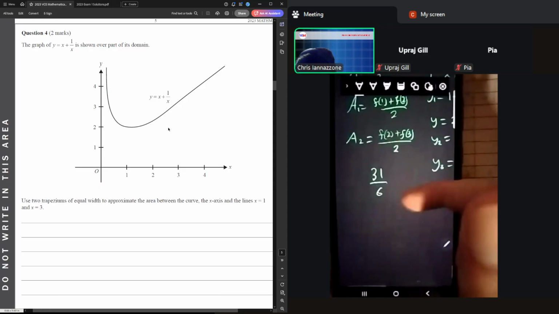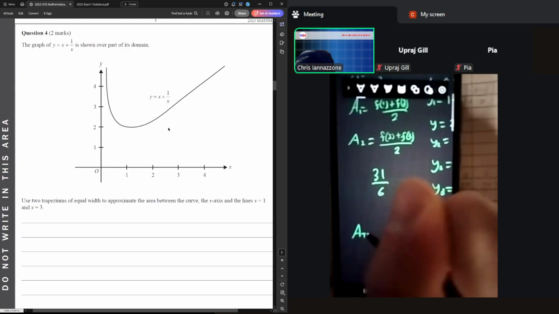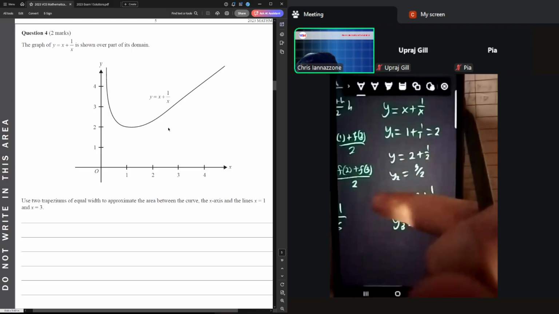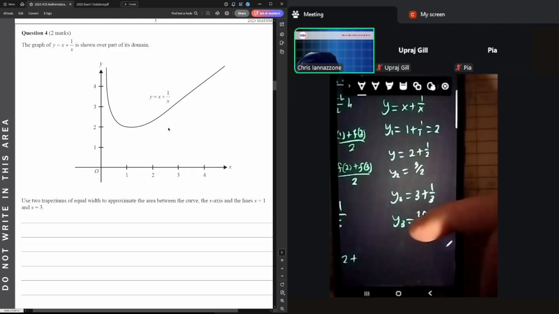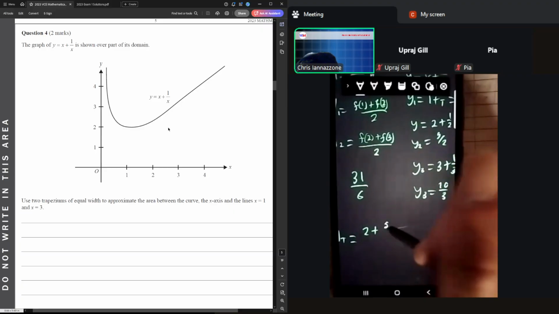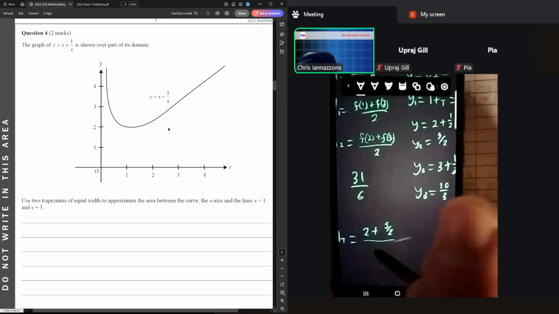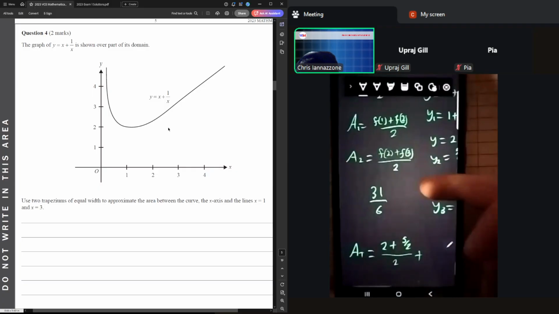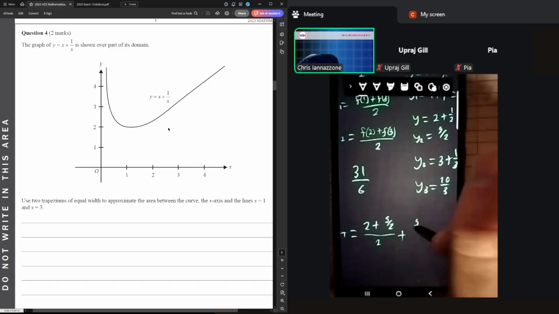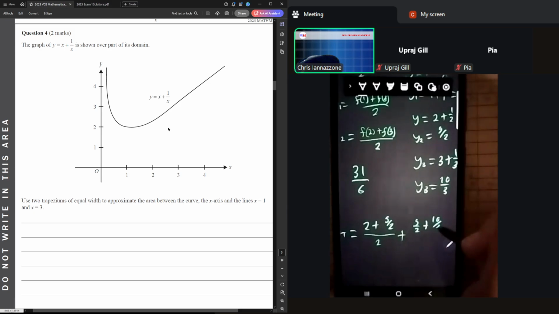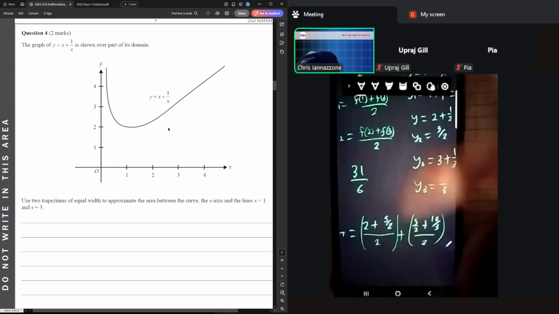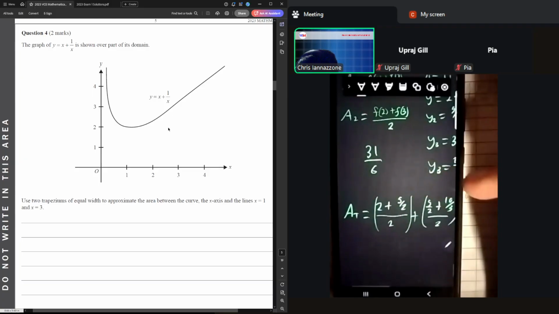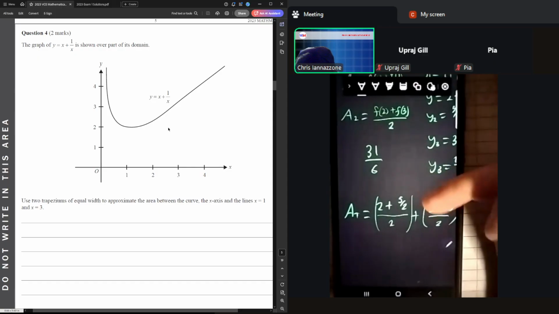All right. So for A1, I guess we can even say A total is now going to be F1, which we know is now 2, plus F2, which we know is now 5 on 2, and that's going to be over 2. And then we're plussing that with F2 plus F3. So we have 5 on 2 plus 10 on 3 over 2. Each of those are their own thing. And that should end up getting us to 31 on 6.